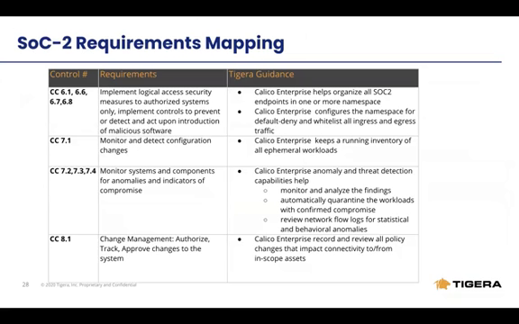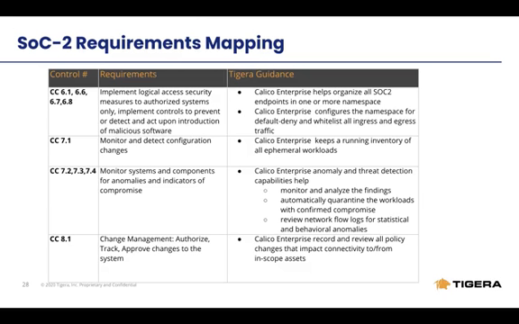So if we break down the SOC 2 requirements, defining the requirement in sections 6, 7, and 8 on how to implement logical access security measures, how to monitor and detect configuration changes, how to monitor system and components for anomalies, and how to properly do change management, authorization, tracking, and approving changes to the system, and how this is met by the Tigera guidance from a Calico Enterprise perspective.